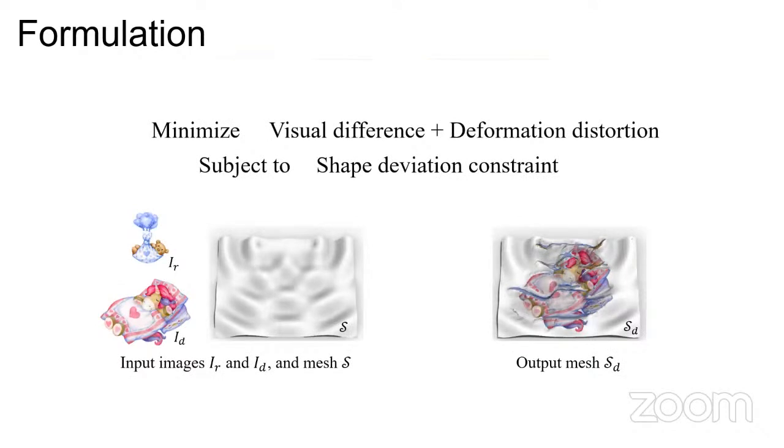As we mentioned before, the 3D visual art design problem can be formulated as an inverse problem. So the objective function in our problem also consists of an image error term, a soft constraint term, and a hard constraint term. In this case, the image error term is the visual difference between input images and the rendered images. The soft constraint is the deformation distortion term, and the hard constraint is the shape deviation constraint.